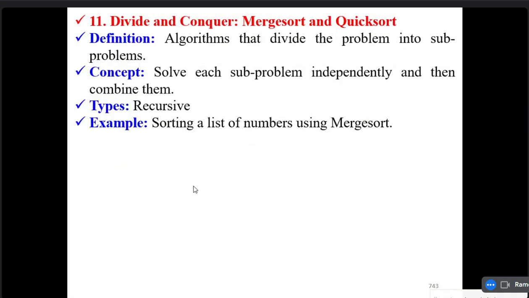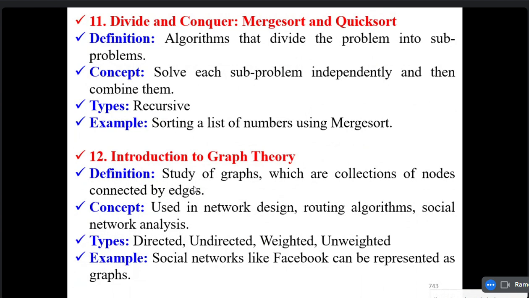Then the divide and conquer approach uses merge sort and quick sort. It is an algorithm that divides the problem into subproblems. It is one of the approaches in data structures, like dynamic programming, greedy approach, and branch and bound. It solves each subproblem independently and then combines them. It uses a recursive method also. Example: sorting a list of numbers using merge sort or quick sort.